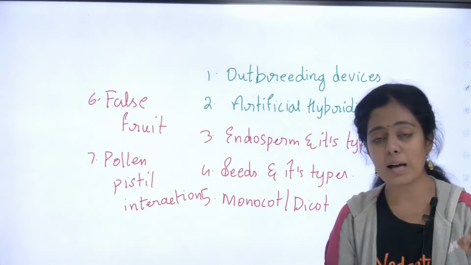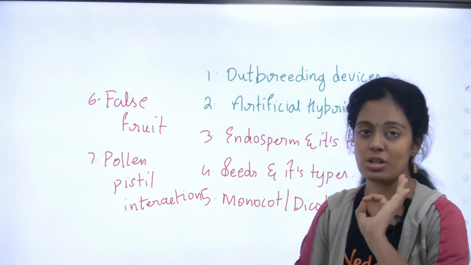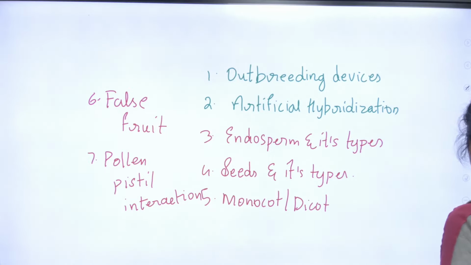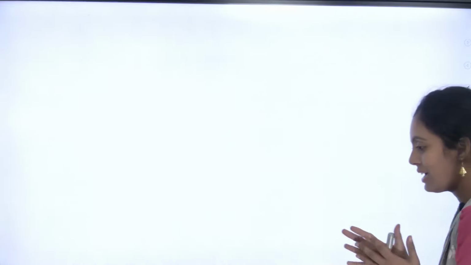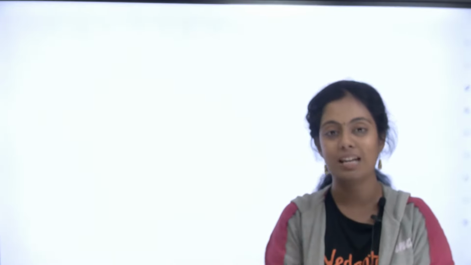By this, we complete sexual reproduction in flowering plants. Okay, so let me quickly tell you which chapters we have completed so far. Sexual reproduction in flowering plants is done, biotechnology is done, applications in biotechnology is done, microbes in human welfare is done, molecular basis of inheritance is done, genetics is halfway through. Okay, we have a few more chapters that we will be completing very, very soon.